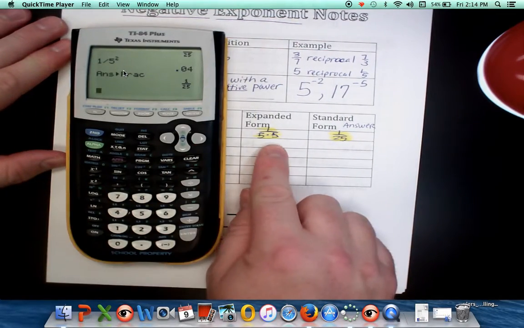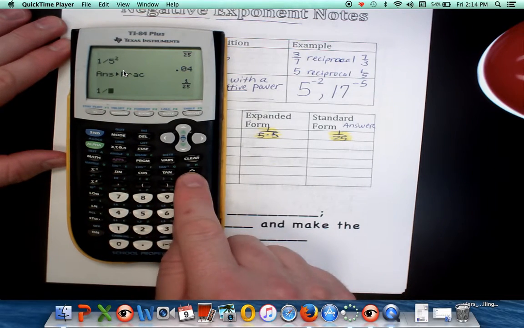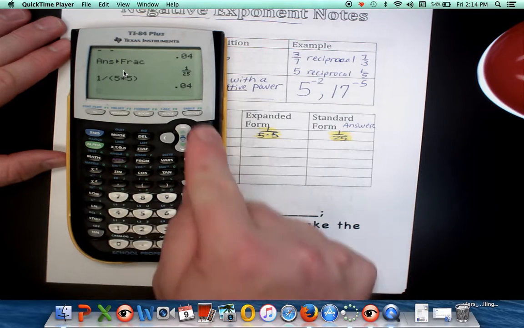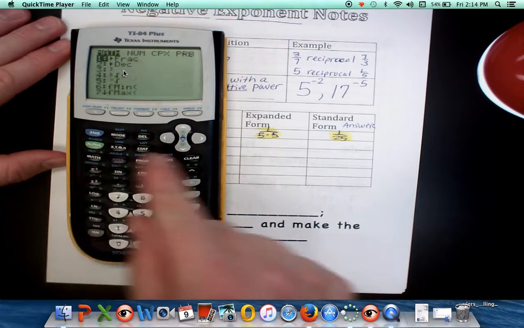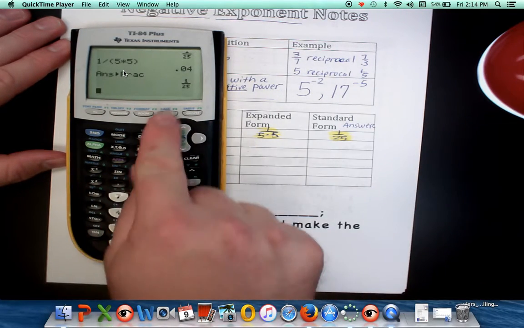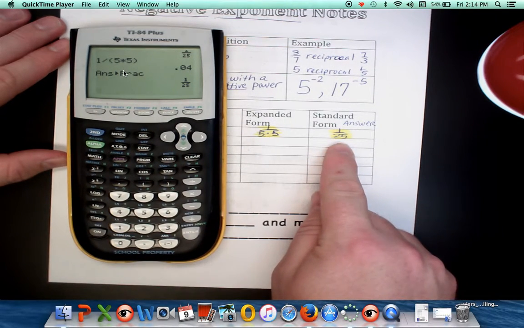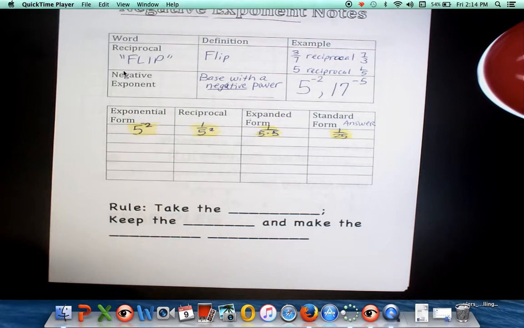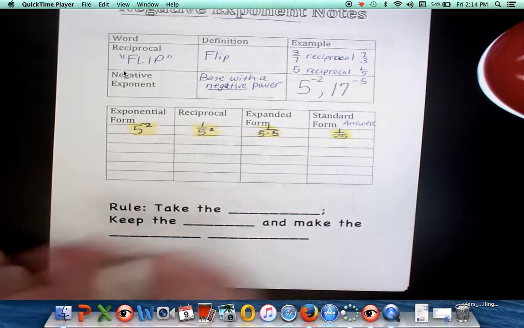Let's check the last one here. 1 divided by 5 times 5. 0.04. Math, enter, enter. Change it to a fraction. 1/25. And that is the same. So I know my answer is correct. Okay? Let's try another one.